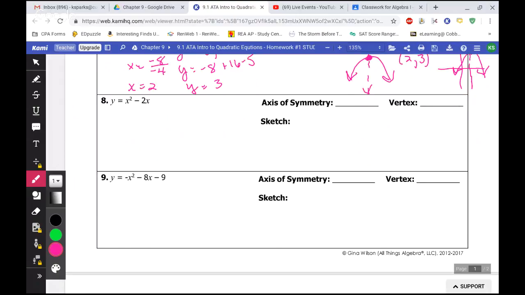So, all right. So what's the B on number 8? -2. All right. What's the A? 1. Good job.